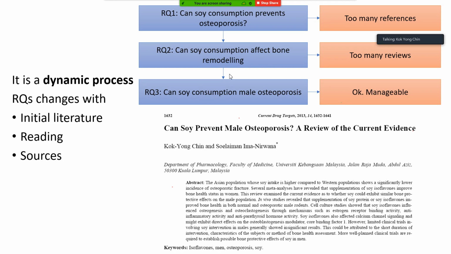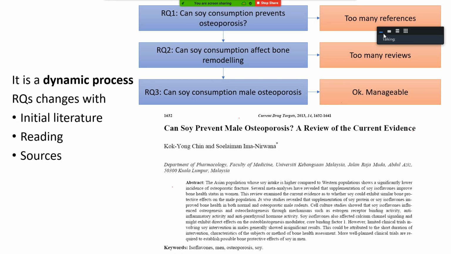So eventually my RQ became, can soil consumption prevent male osteoporosis? I looked at the literature, and there were about 20 something references. I think the core references I can manage. So I set this as my main RQ.